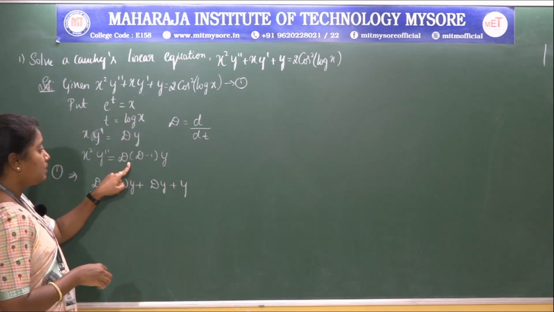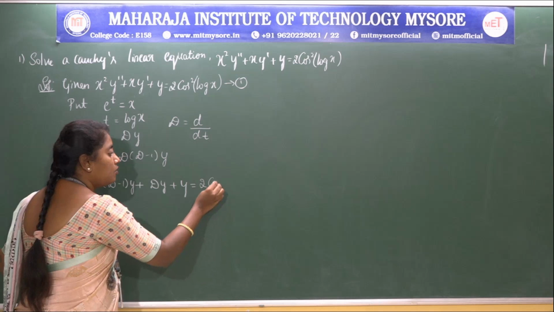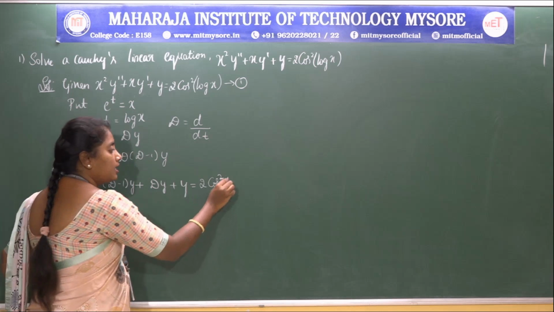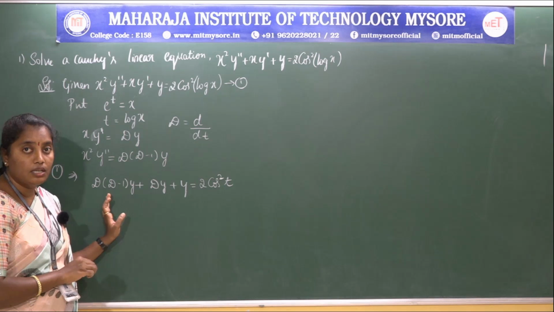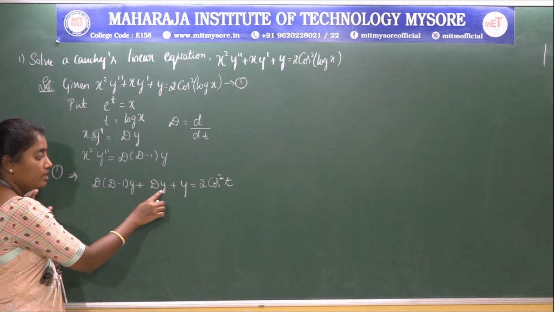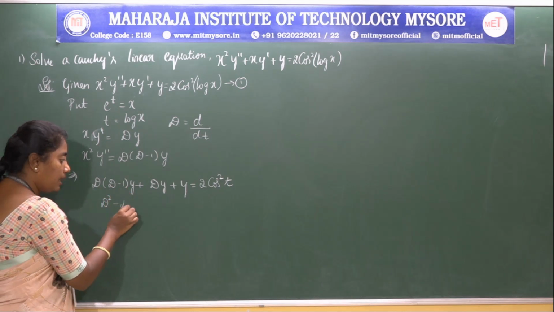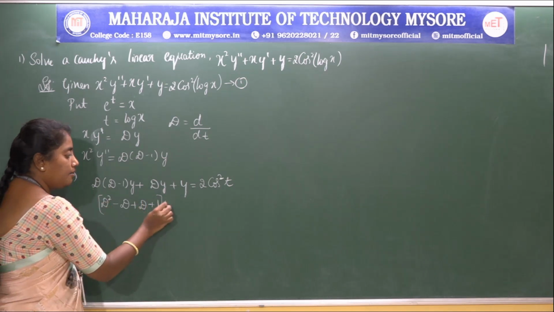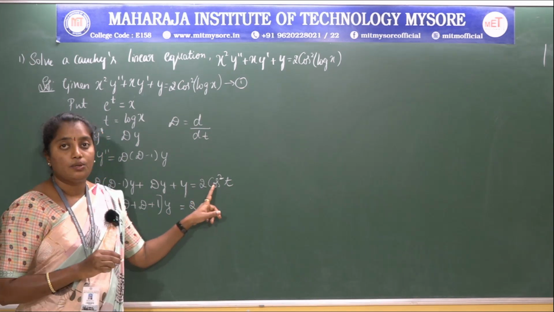The right side is 2 times cos square of log x, and the value of log x is equal to t, so 2 times cos square t. So now this is an equation which represents an equation with constant coefficient. Simplifying this, y is the common term: D into D minus 1 minus D plus 1, and the common element is y. And here we have 2 times cos square t.